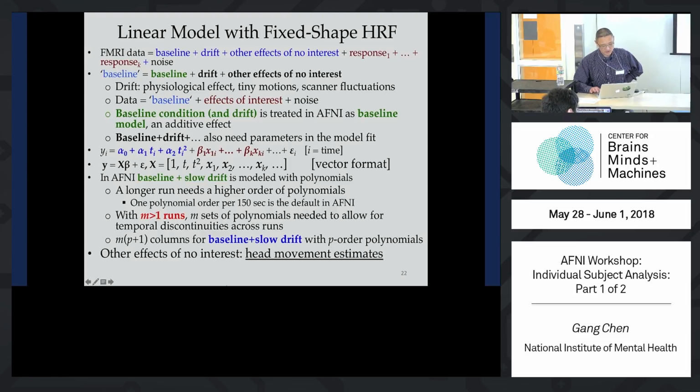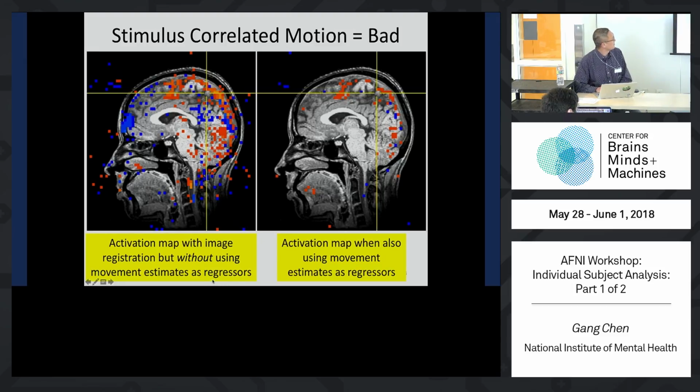Head motion. This is an example of a head motion effect. On the left hand side, you don't take care of the head motion, versus the right hand side, we put in, for example, 6 regressors in the model. Sometimes you show that difference, it cleans up the situation a little bit.